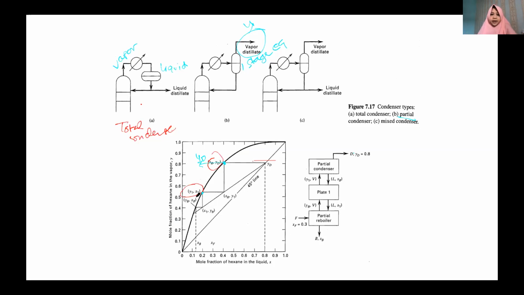Okay, and for the partial reboiler, it's also similar. This one is the XB and YB. So a partial reboiler looks like this. This one is the bottom, the XB, and the YB is the vapor that goes back into the column. So this is also going to be one stage of equilibrium.